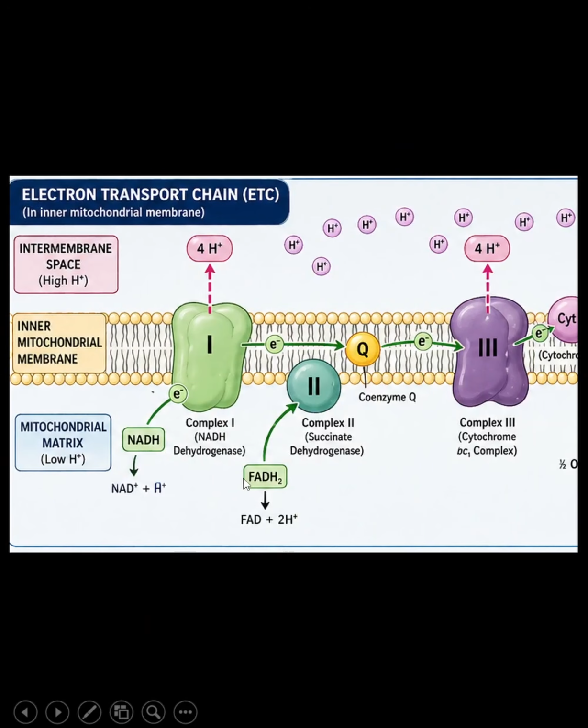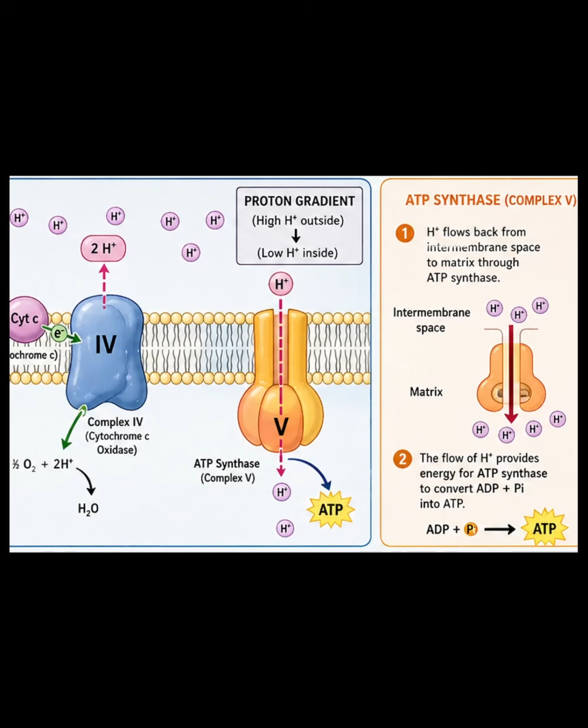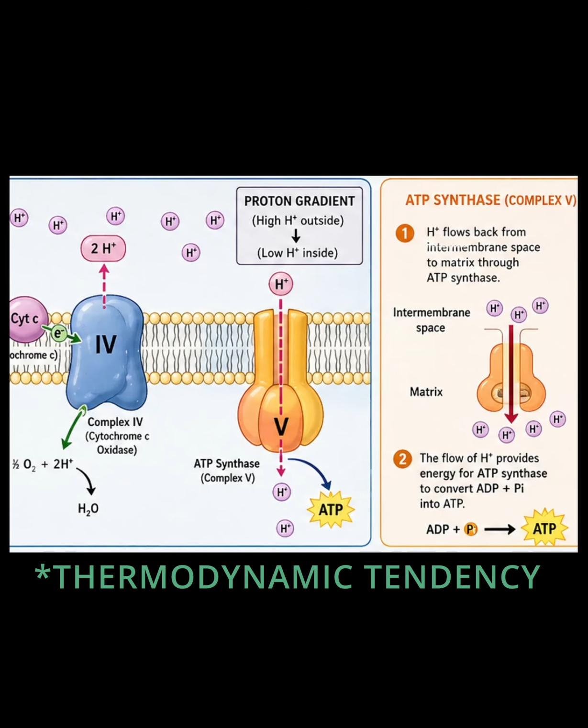NADH and FADH2 donate electrons to complex 1 and complex 2 respectively. These electrons then flow through a series of protein complexes, releasing energy. This energy is then used to pump protons from the mitochondrial matrix to the intermembrane space, generating a high proton gradient. That is, there are more protons outside than inside. Now protons have a natural tendency to flow from outside to inside.